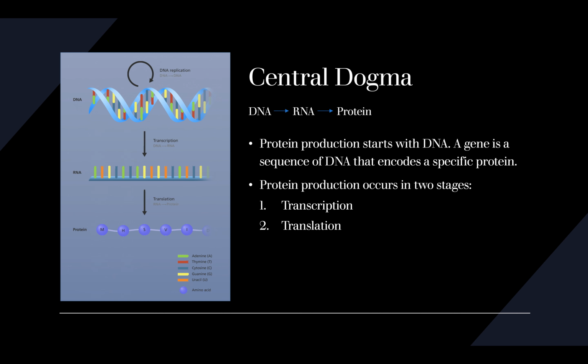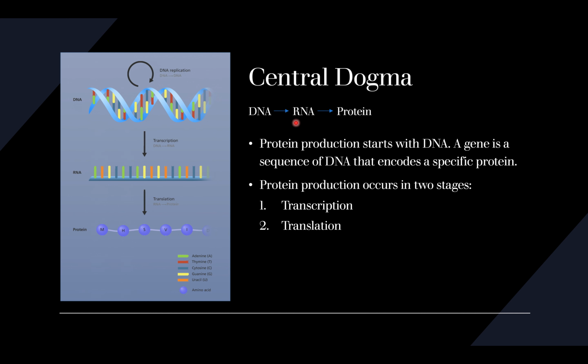So now let's talk a little bit about what we call the central dogma of this process. So this is going to describe the genetic flow of information in the cell. So this is one of our objectives, so make sure you're paying attention. So the central dogma, if you look at this little indicator here that I have, it goes from DNA to RNA to protein. So protein production starts with DNA. A gene is a sequence of DNA that encodes a specific protein. So protein production occurs in 2 different stages. So we have transcription and we have translation.